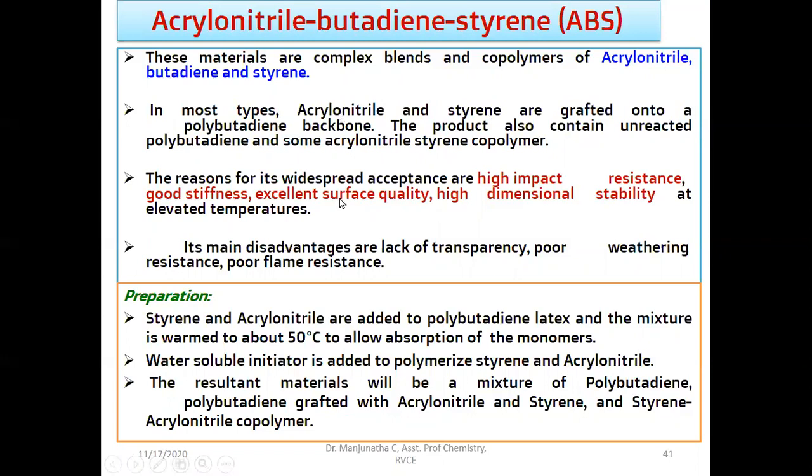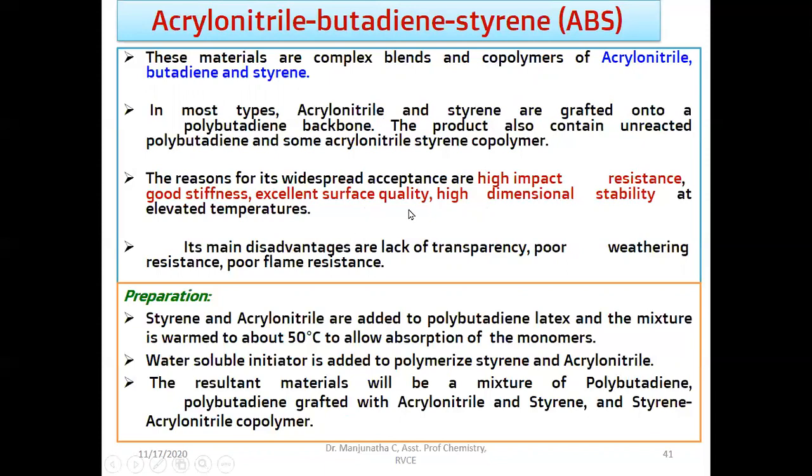In most ABS polymers, acrylonitrile and styrene are grafted onto a butadiene backbone. The product also contains unreacted polybutadiene and some percentage of acrylonitrile-styrene copolymer. It is not easy to get a pure product, because it involves three different monomers. Hence, the final product will have some unreacted polybutadiene as well as some newly formed copolymers of styrene and acrylonitrile.